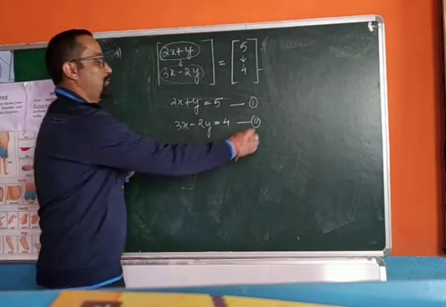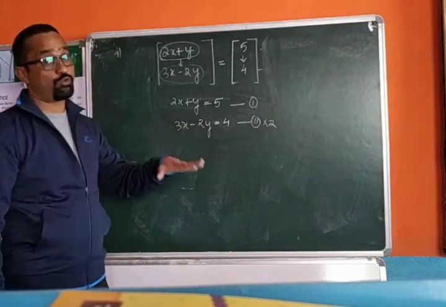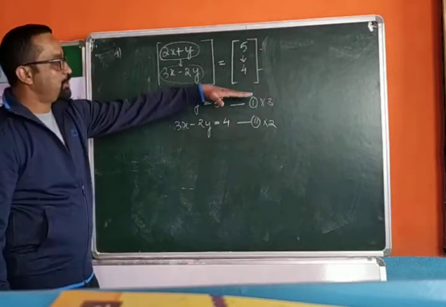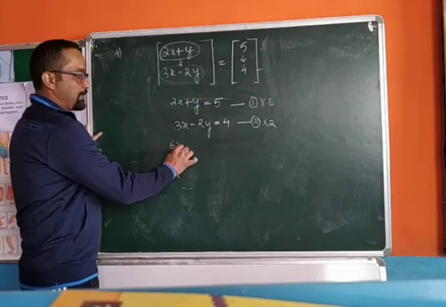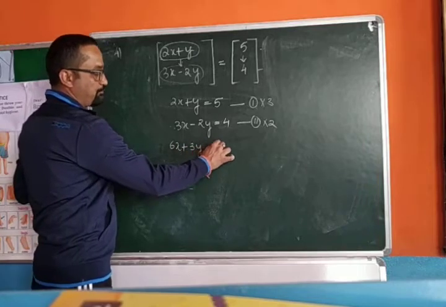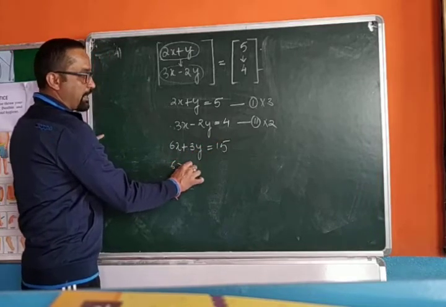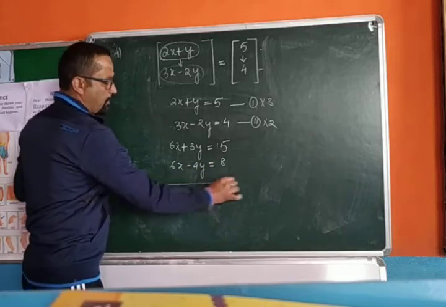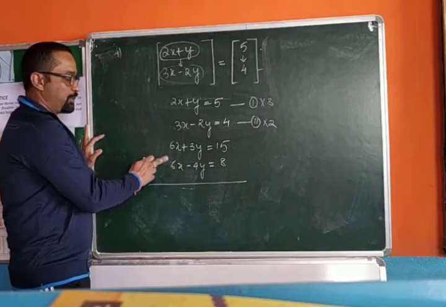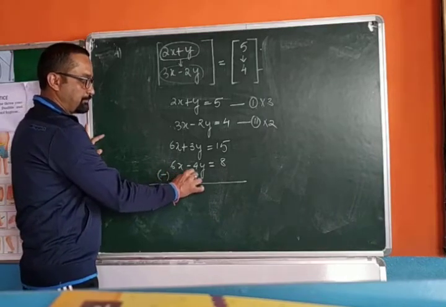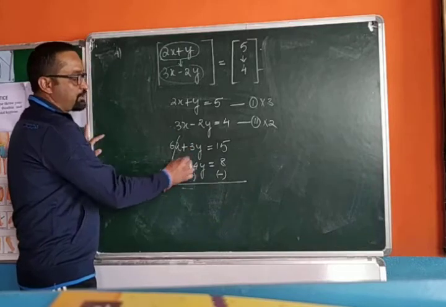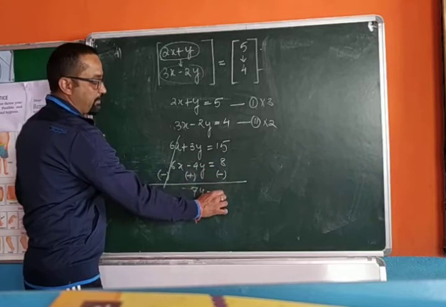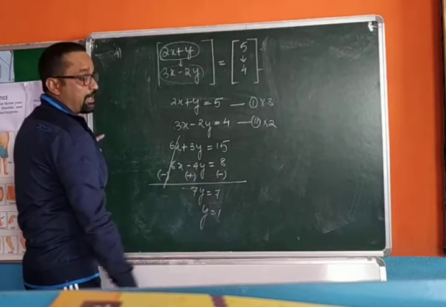Multiply the lower equation by the real number 2, and multiply the first one by the real number 3. Individually multiplied, 6x plus 3y is equal to 15, and 6x minus 4y is equal to 8. The coefficients of x are equal, so change the sign. The first one cancels, 3 plus 4 is 7y. 15 minus 8 is 7. Y comes equal to 7 divided by 7, which is 1.